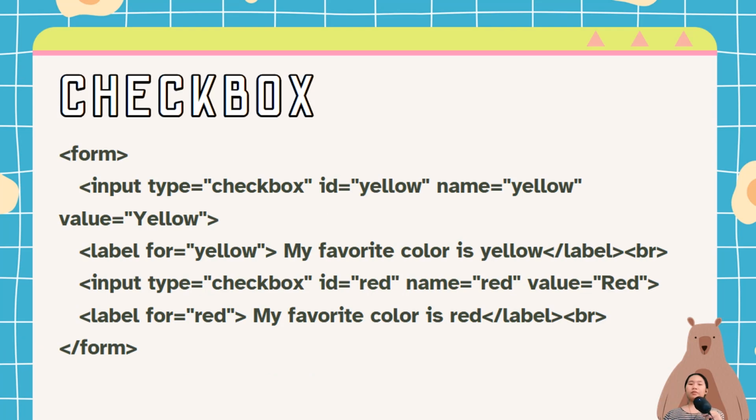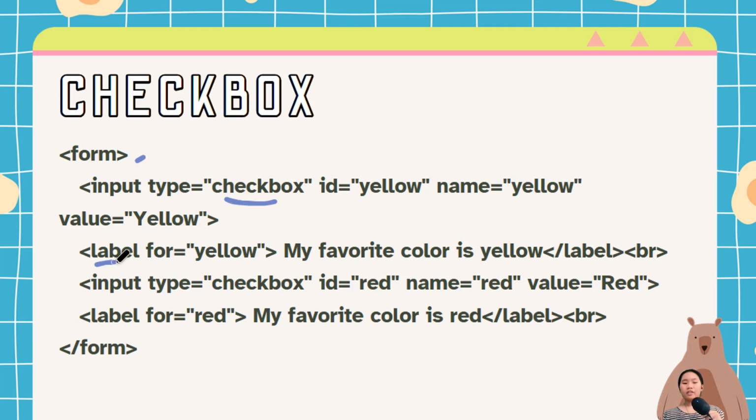Now, I have here the syntax of checkbox. First of all, you have the container, form, something that you're going to see with these input types, right? Like you've seen in previous lessons, we always have the form tag as a container. So now you specify the input type checkbox, ID yellow, name yellow, value yellow.